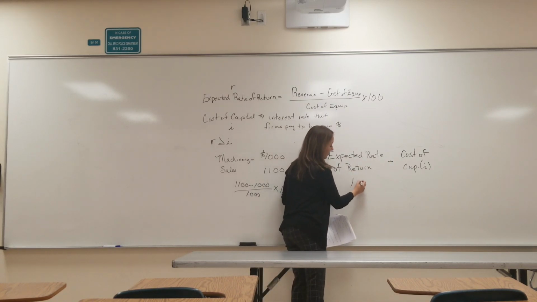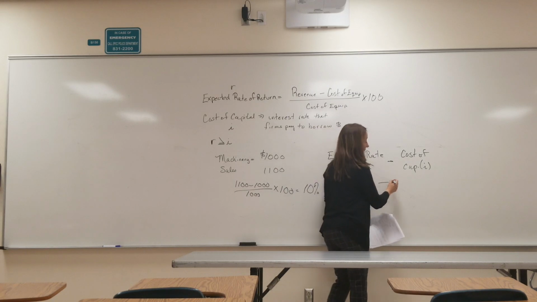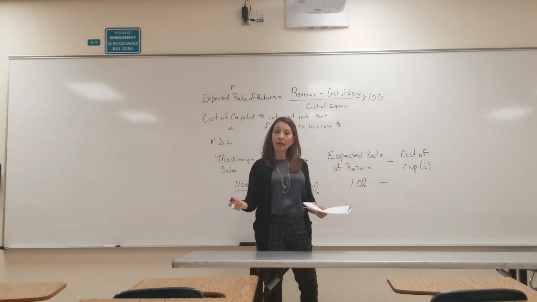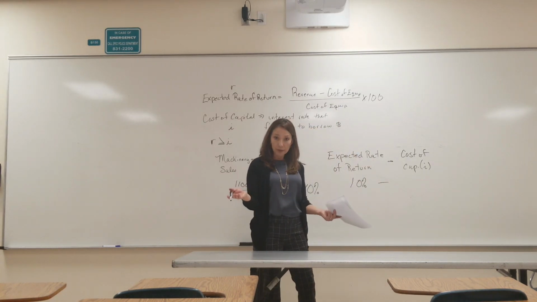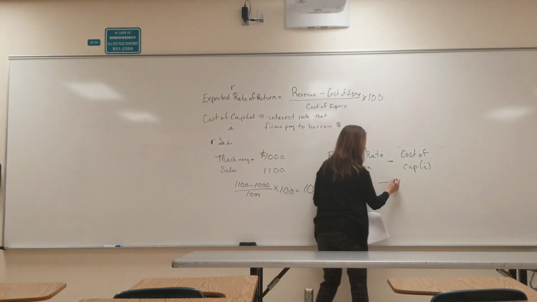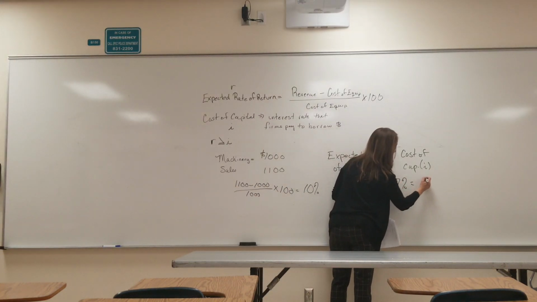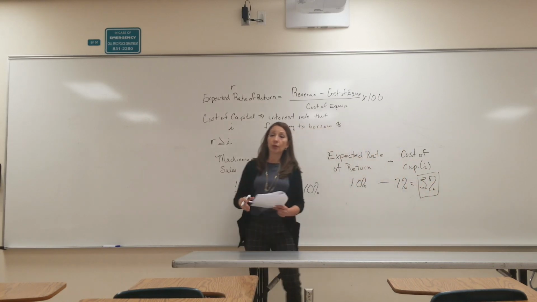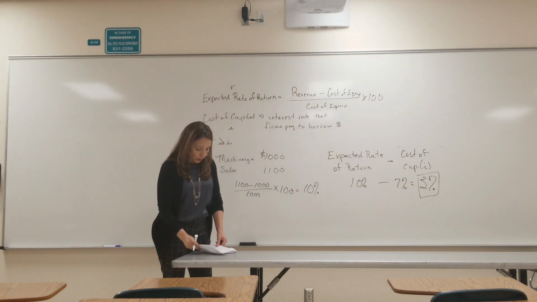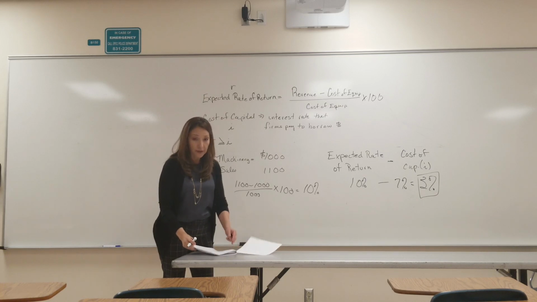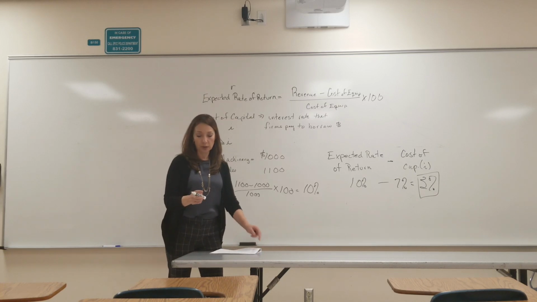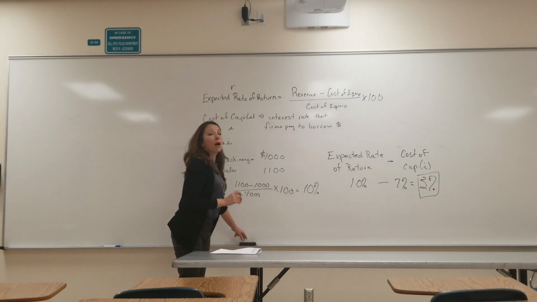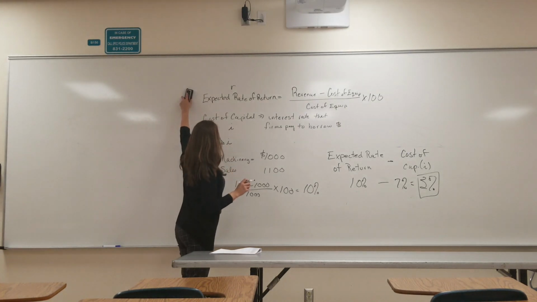So if the expected rate of return is 10%, and the business goes out to borrow money, and it turns out that for a small business loan, the interest rate is 7%, that means that this business is going to make a 3% return off of this investment. And so that investment, purchasing of this machine, will be undertaken. Okay, so let me give you another problem.